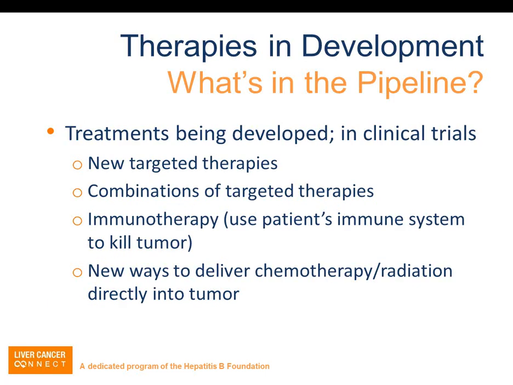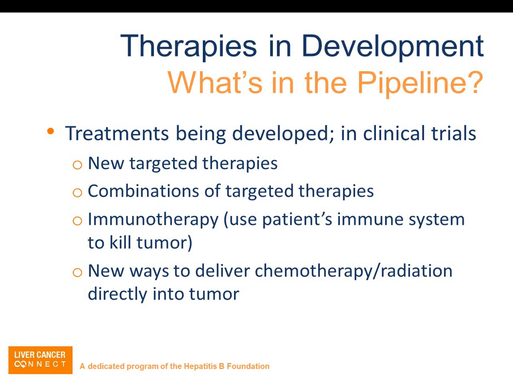What's in the pipeline? There's a lot in the pipeline. There's 1 million liver cancer deaths each year in the world. United States, 35,000 new liver cancers each year. About 22,000 of those are dying.